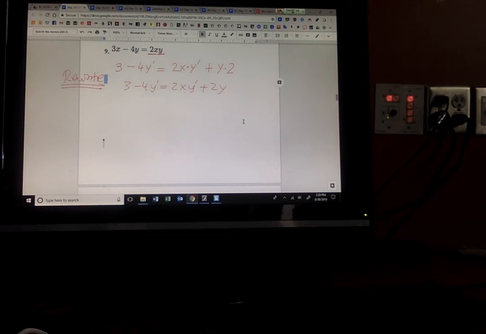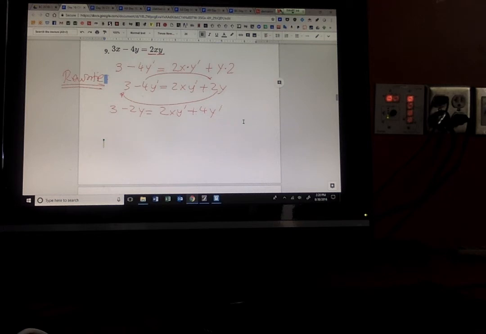Can I get that guy to the left side? So draw an arrow so you know what's going on. Move this here and move this here. Because I'm solving for y dash. I'm drawing an arrow so you can understand what's going on. So it becomes 3 minus 2y, very good, equals 2xy dash plus 4y dash. Okay, keep the goal in mind. I'm solving for y dash.